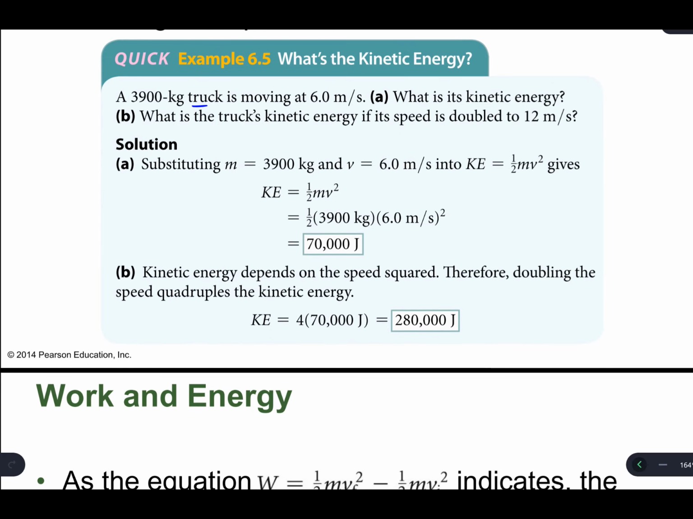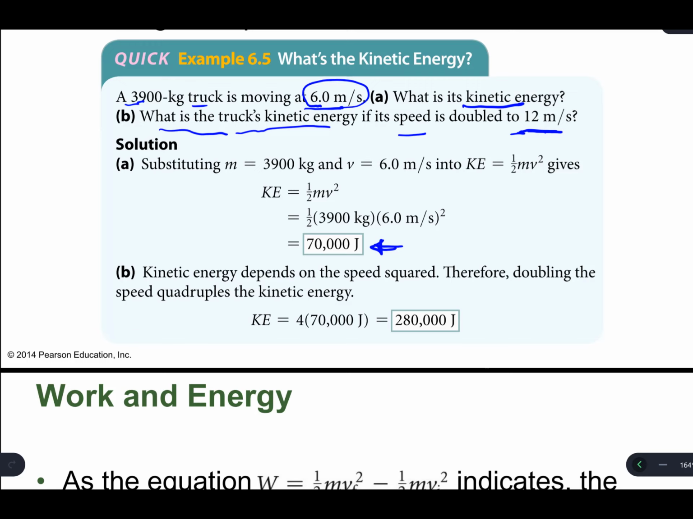Imagine a truck of 3,900 kilograms moving with a speed. What is the kinetic energy? So it is easy. Kinetic energy is half the mass times the velocity squared. You will get this number in joules. B. What is the truck's kinetic energy if the speed is doubled to 12 meters per second instead of 6?